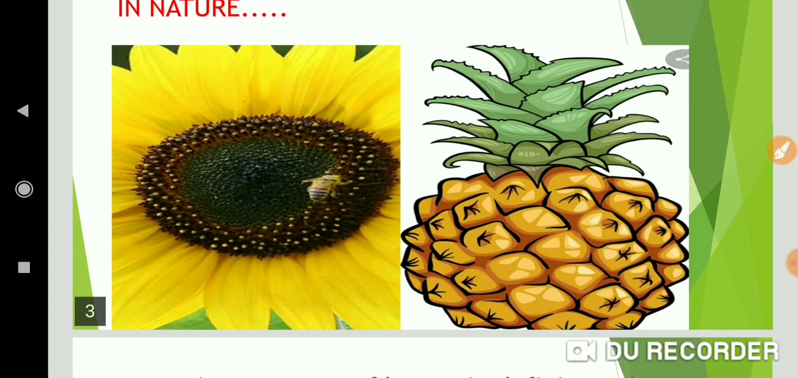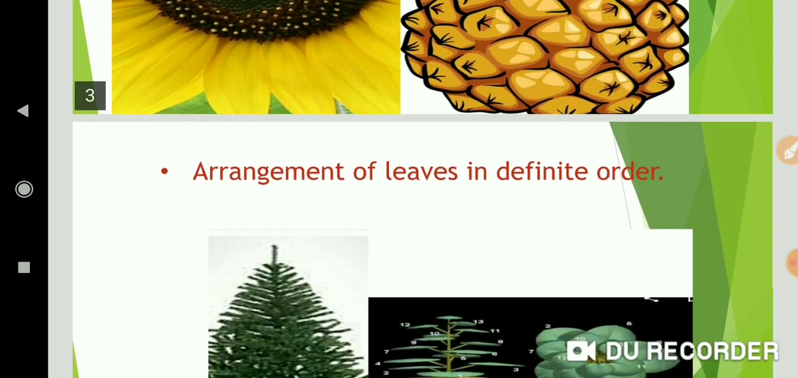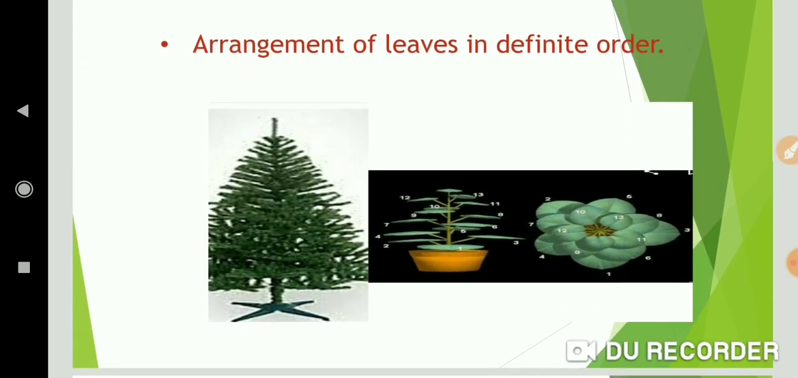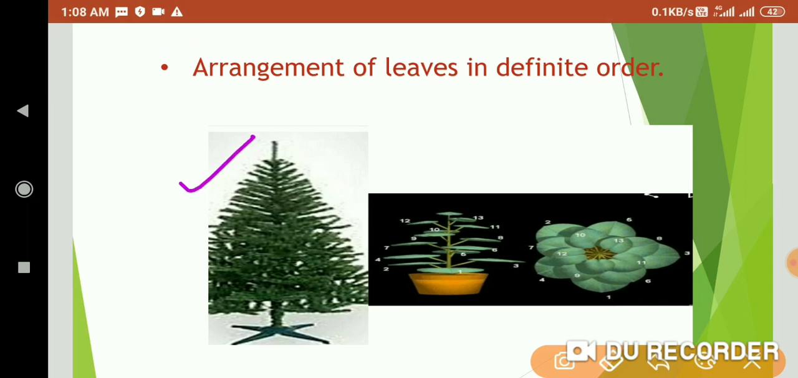Now see, in case of pineapple, the eyes are also arranged in a specific order. Students, now observe the next picture. The next picture is of arrangement of leaves in definite order. You know that the first picture is of Christmas tree, then the second is a leafy tree, and the third one is a cactus. If you observe these trees, then you notice that all the leaves of these trees are arranged in a definite order.